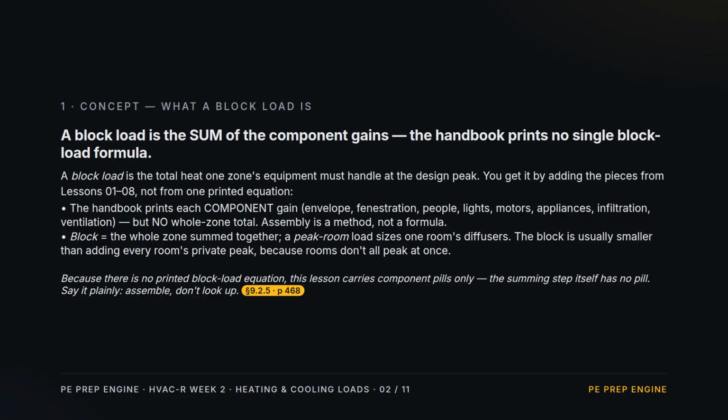The handbook prints every piece but no whole zone total. Assembly is a method, not a formula. And mind the word block. The block is the whole zone summed together, which is usually less than adding each room's private peak, because the rooms don't all peak at the same instant.